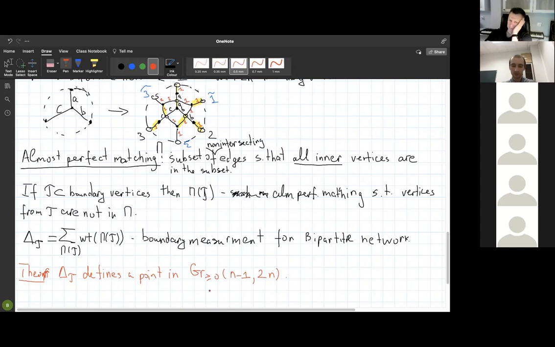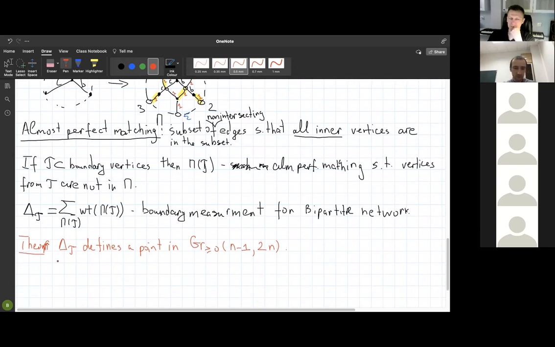So what does this totally non-negative Grassmannian mean? It just means that all minors of the corresponding matrices are non-negative. So the Plücker relations hold for these delta J's.